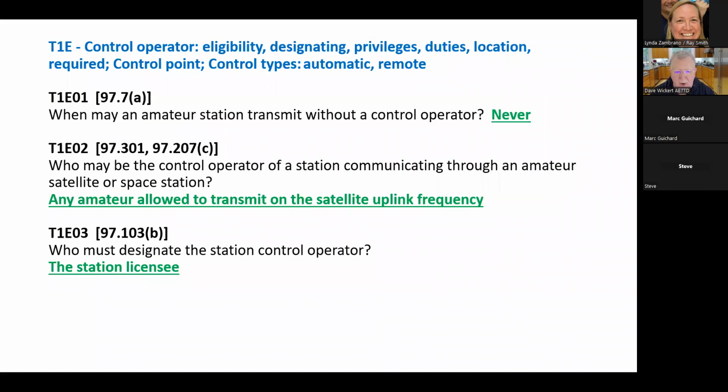When are you allowed to transmit without a control operator? Never. You must have a control operator. Someone must be responsible for the transmissions from the radio at all times.